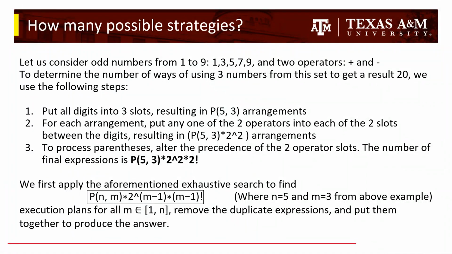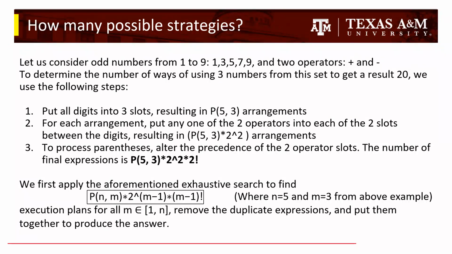Now, to find out the total number of possible strategies, let's consider an example wherein we take numbers from 1 to 9 and take only the odd numbers, which means 1, 3, 5, 7, 9, which means our data set is of 5 digits, and there are 2 operators, plus and minus. Now we need to select 3 numbers from this such that by using 2 operators, we can get a result of 20. And this can be done in 3 steps as shown here.